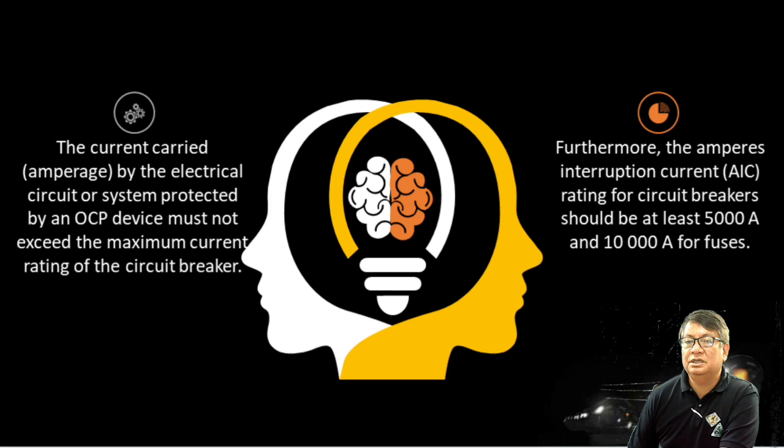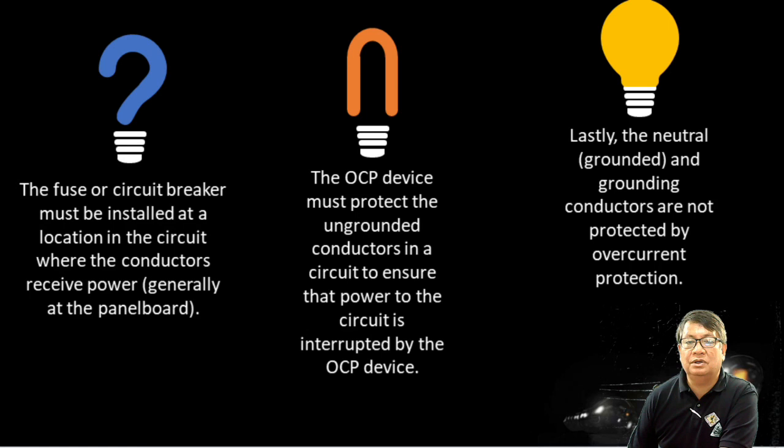The fuse or circuit breaker must be installed at a location in the circuit where the conductors receive power. The OCP device must protect the ungrounded conductors. Bakit po hindi na po kailangang i-protect yung grounded conductors? So, ungrounded lang ang i-protect ng OCP natin. So, lastly, the neutral and the grounded conductors are not protected.